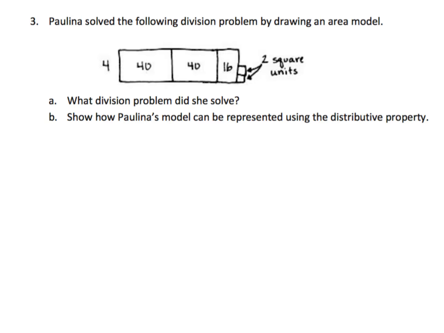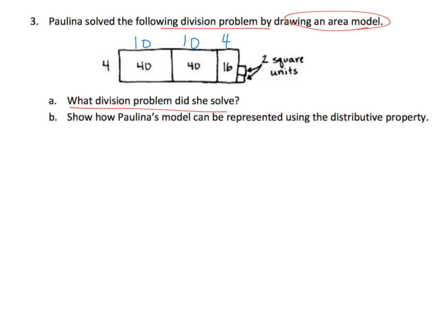So it says Paulina solved the following division problem by drawing an area model. And then the first question is, what division problem did she solve? So the first thing we're going to do is fill in some of the missing values here. We know that if the area is 40 and the length is 4, that tells us the width must be 10. And then this width right here must be 4, because the area is 16. If the length is 4, that means the width also must be 4, because 4 times 4 is 16. And so this part isn't really part of the question that they're asking. I just wanted to fill that in.